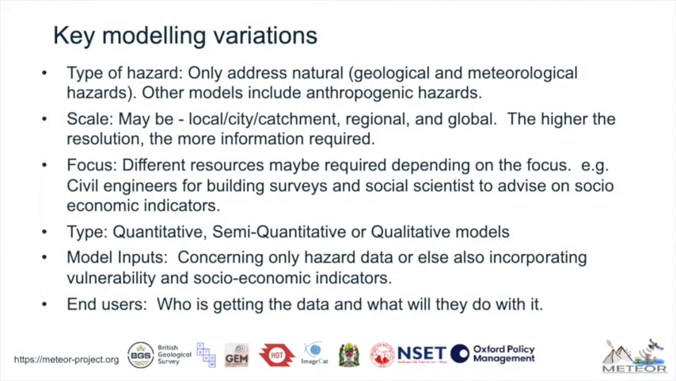Generally, those models that are designed for use at finer scale require a larger amount of input information than the models that have been designed for use over wider areas. Depending on the focus of the study, the model may require very different skill sets to collect the required input data. For example, a study that focuses heavily on gathering detailed building information may require civil engineers to perform building surveys. A study requiring a focus on socioeconomic parameters, however, will necessitate the inclusion of social scientists and economists during the data collection phase.